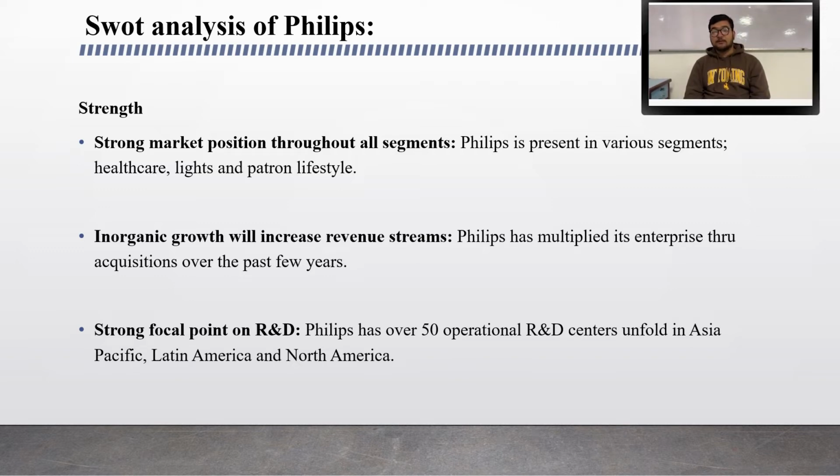Strength. The first one is strong market position throughout all segments. Philips is present in various segments: healthcare, lighting, and consumer lifestyle. Second is inorganic growth increasing revenue streams. Philips has multiplied its enterprise through acquisitions over the past few years. For instance, acquisition of Wellcentive, a health management solutions company in 2016, and acquisition of Blue Jay Consulting, a hospital emergency consulting services organization in 2015.